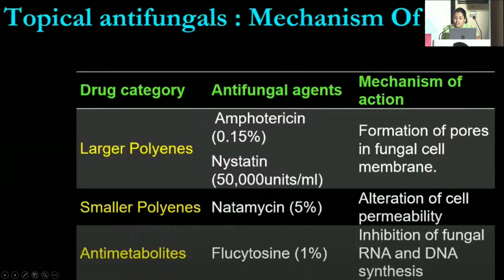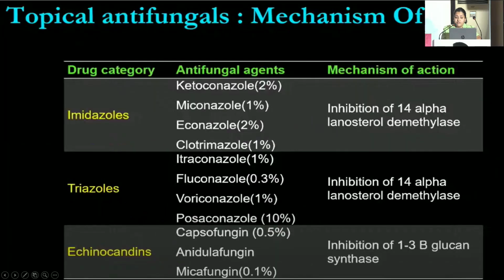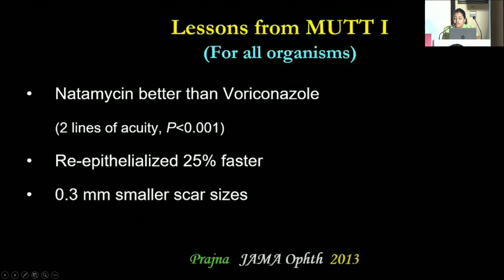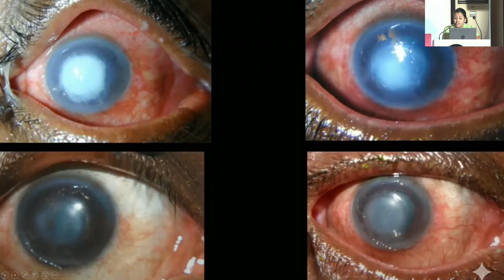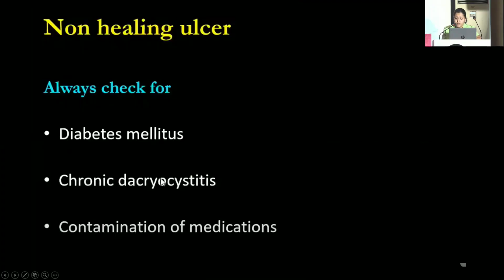Polyenes like amphotericin and natamycin disrupt the cell membrane, while all azoles inhibit the production of the cell membrane. The MUD trial established the basis of using natamycin as the drug of choice for all fungal keratitis. And why not? Look at those ragged edges become subtler and more well defined. But even Sachin Tendulkar can get stumped at 2 runs. So can our natamycin by bowlers like diabetes, dacryocystitis, or contamination.